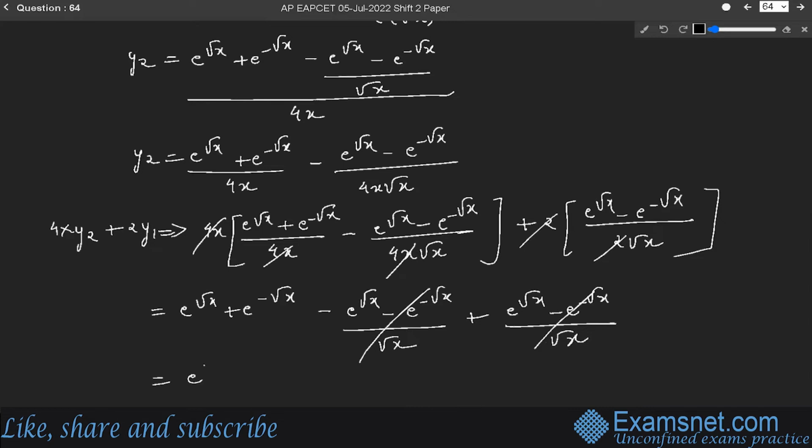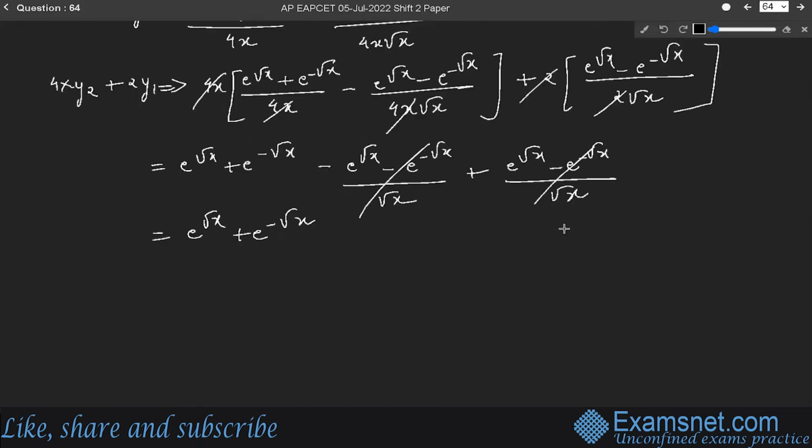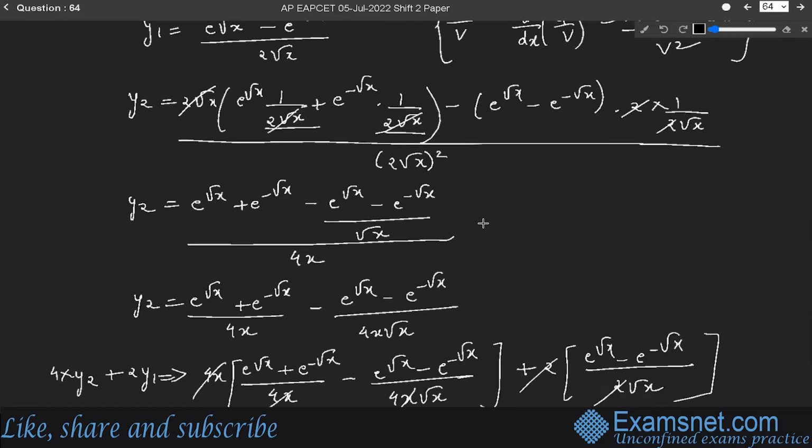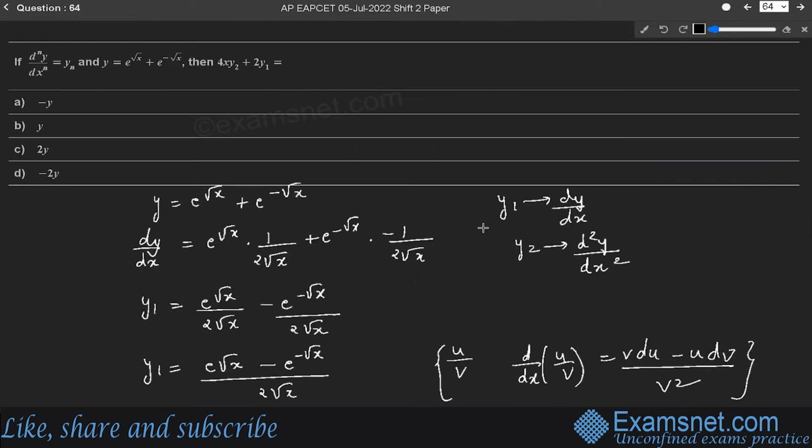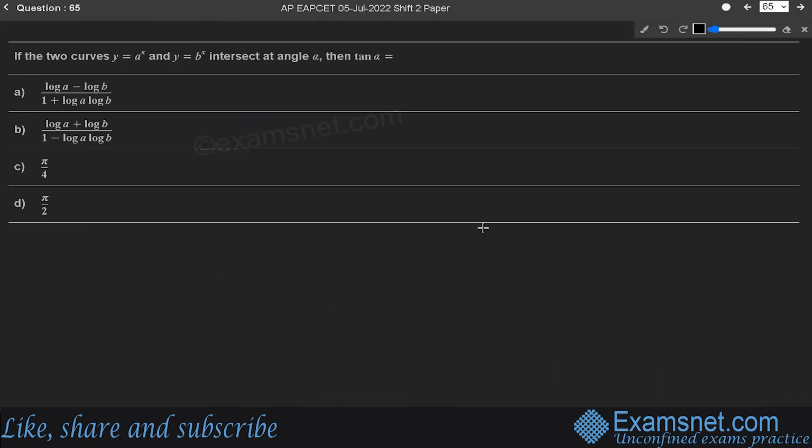So it will be equal to e to the power root x plus e to the power minus root x, and this is equal to y. So we can say that the correct answer for this question is y. So option number B is the correct option for this given question. Moving on to the next question.